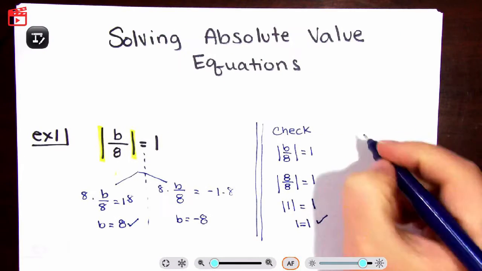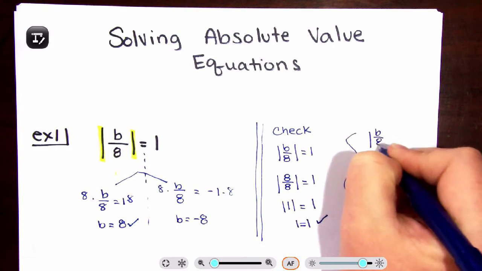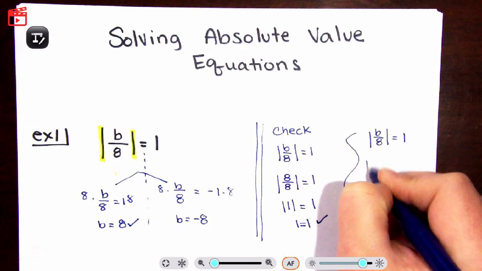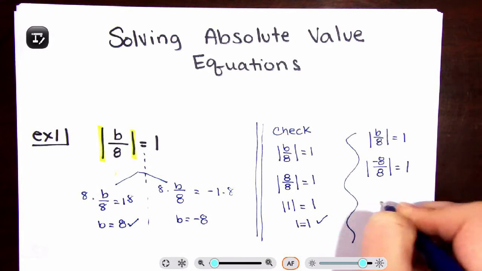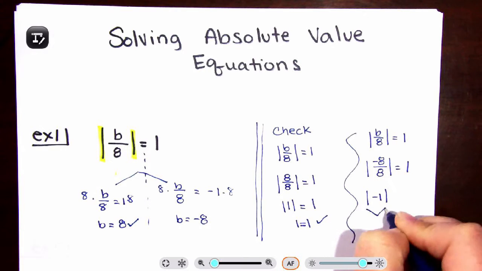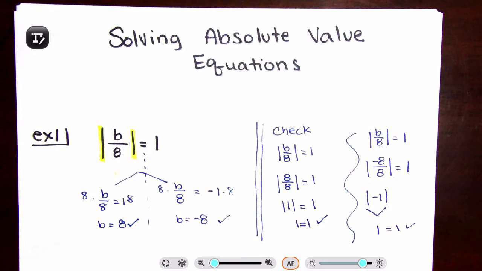Now we do have to check the other one. The other one is the absolute value of b over 8 equal to 1. We're going to plug in negative 8. Negative 8 divided by 8 is equal to negative 1. The absolute value of a negative number is a positive, so I have 1 equals 1. Therefore, negative 8 also works.